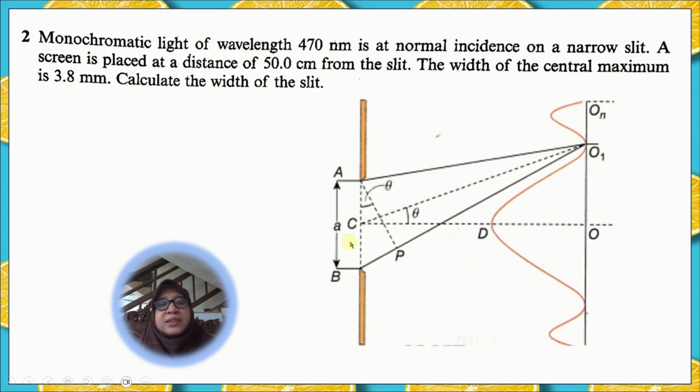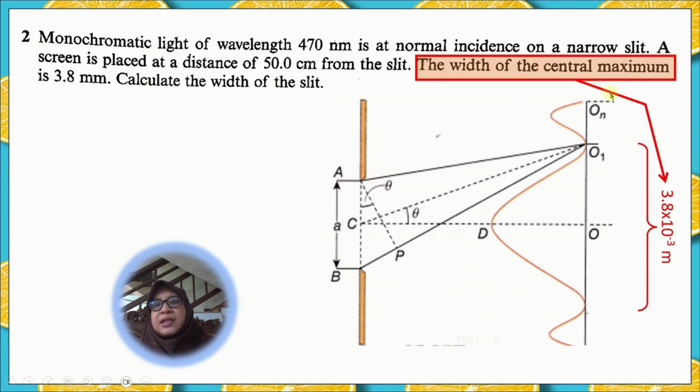Okay, so this is the slit. We are going to find a, the width of the slit or separation of the slit. The width of the central maximum is given as 3.8 times 10 to the power of negative 3. From the diagram you can see the meaning of the width of the central maximum. Then the distance from the slit to the screen is 50 centimeter.